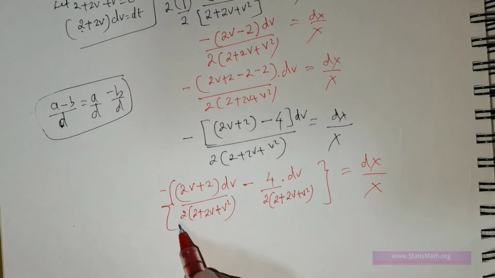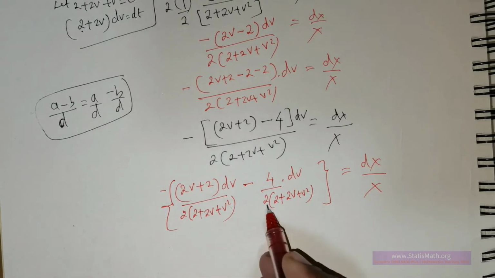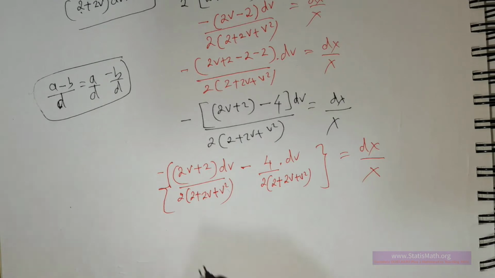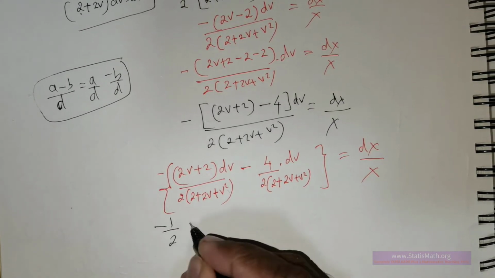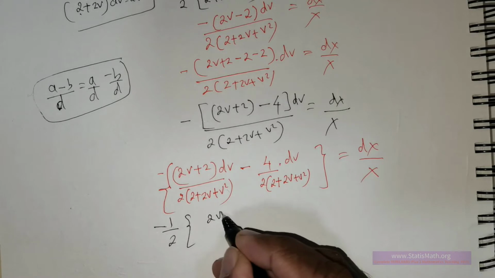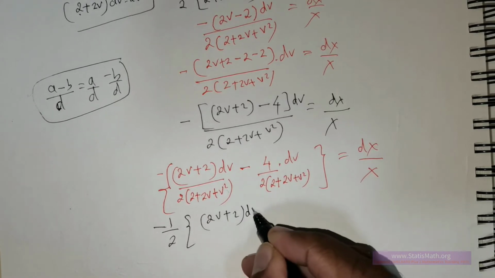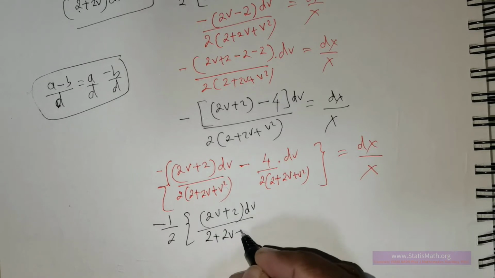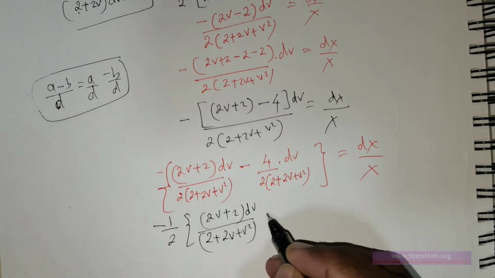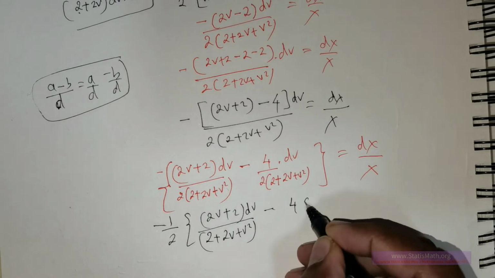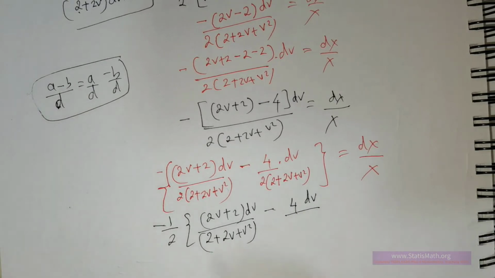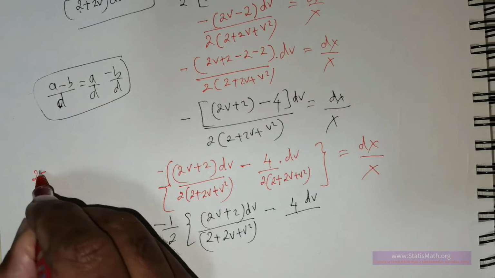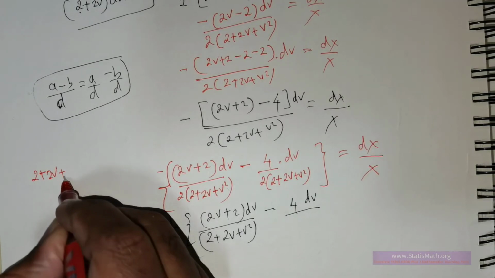Now of course the 2 is featured here, so I can simply take the 2 out as a common factor and rewrite it as 1 over 2 with a negative sign, (2v plus 2) times dv divided by 2 plus 2v plus v squared, negative 4 times dv divided by 2 plus 2v plus v squared.